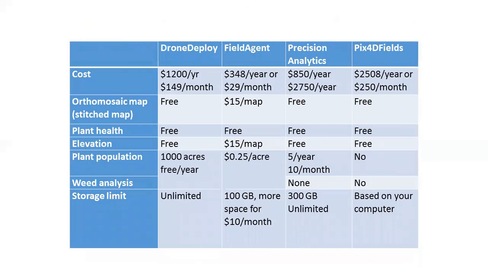This last part is basically a table that shows the differentiation between the different software applications as far as the costs and some of the different add-ons or storage requirements that are part of them. Depending upon the application, one or more may fit. For example, the Field Agent software has a lower price tag, only about $29 a month. But depending upon how many stitched maps, elevation maps, or how much analysis you want, those things are going to be extra.